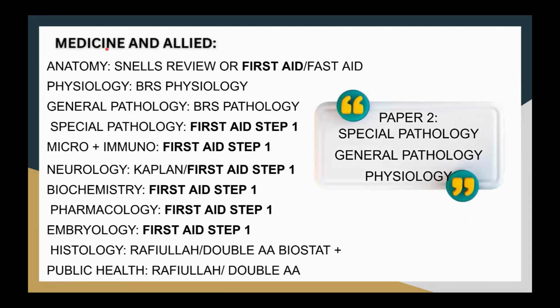So for medicine and allied, for anatomy, try to go through Snell's anatomy, or you can use First Aid or Fast Aid. If you think that you do not encounter a lot of questions from anatomy, then you can definitely do it from Fast Aid as well. But you will be required to do BRS physiology very well, because you are going to be tested for different mechanisms, different relationships. For general pathology, you can use BRS pathology or First Aid. So it is your choice.